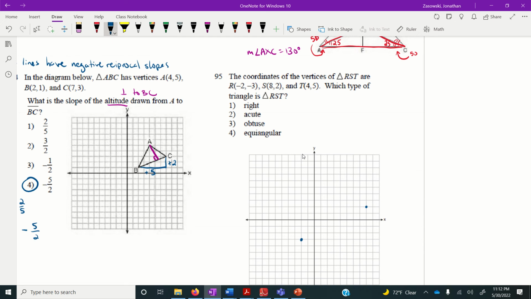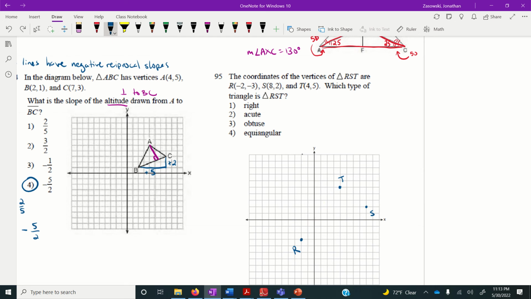And T is 4, 5. Now, if this were given on the exam, remember that you have a detachable graphing paper at the end of your test. So you can always fold that into like 4 parts, like fold it in half again, and then you can use those graphs anytime you want there.